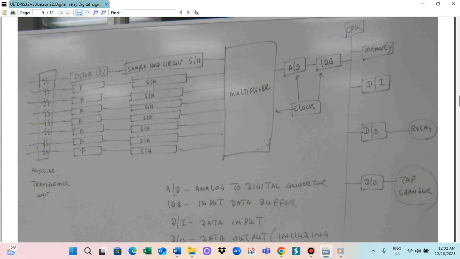Data output, we can also connect it to the relay or the transformer test setting. So another data output gets connected to the DA converter and the transformer test setting.